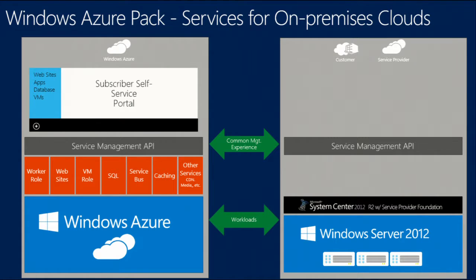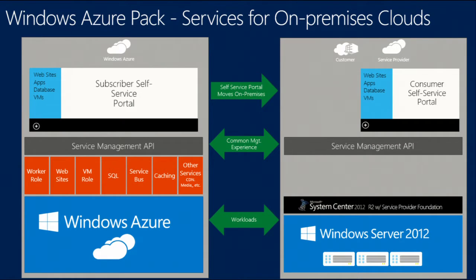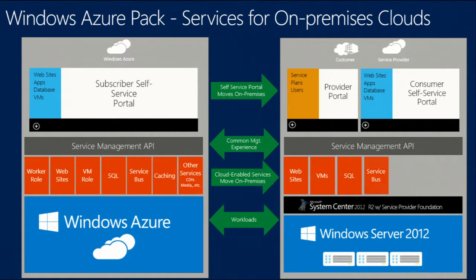So then what happens with the Azure Pack? That same service management API comes across. So we get a consistent service management API, which means you can use the same tooling against Azure that you can use against the Windows Azure Pack. And then that self-service portal moves on premises, so we can have the same consistent experience, same look and feel. But we also have a provider portal available as well. The provider portal is where your admins come in, create plans, create offers, and get an overview of the whole environment.